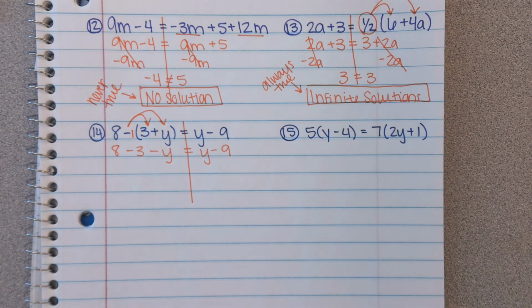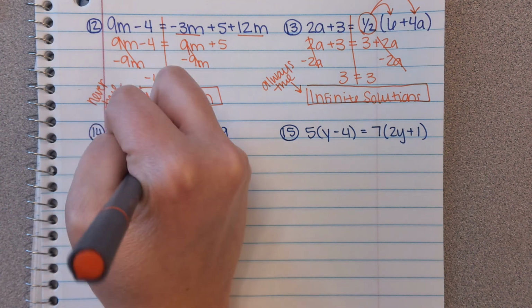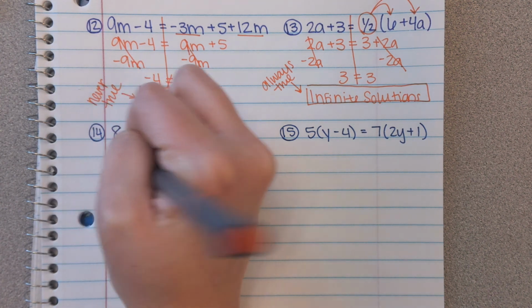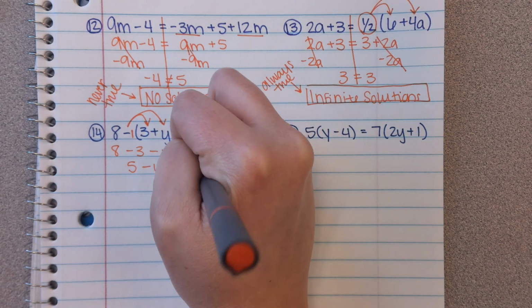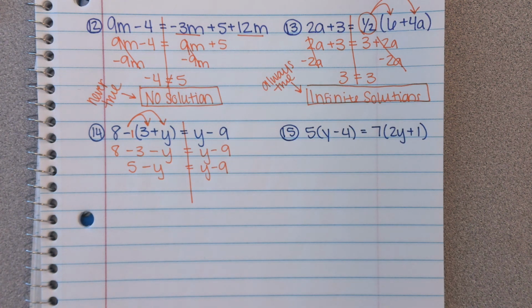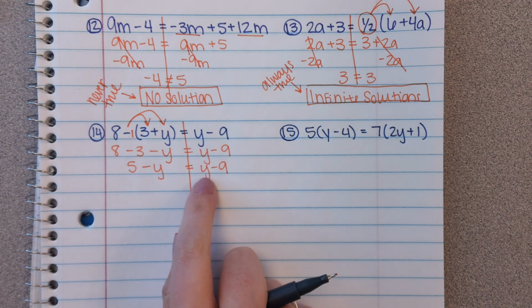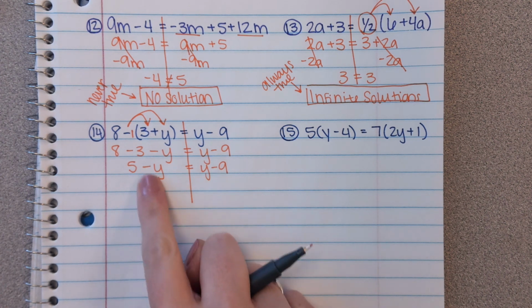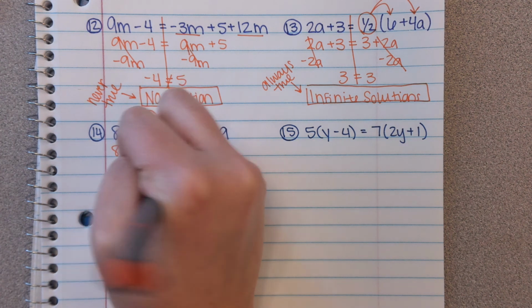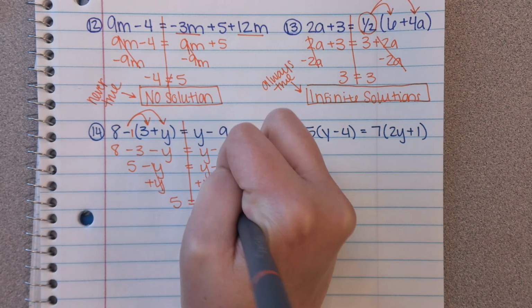Now, combine like terms on each side. On this side, we have 8 minus 3. 8 minus 3 is 5. We bring down the minus y. This side, there's nothing that's alike, so just y minus 9. Now, we need to move our variables to one side and our numbers to the other. So on this one, I've got a negative y and a positive y. I think I would rather take this negative y and put it over here, just to keep my y's positive. So I'm going to add y to both sides and get 5 equals 2y minus 9.